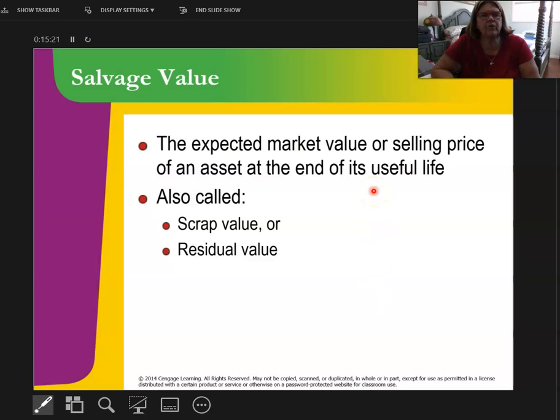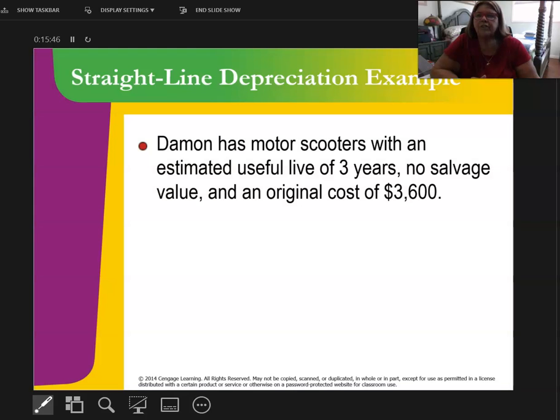Well, we need to know a few things. We need to know what the useful life is, and we also need to know what the salvage value, or residual value, is. So if I buy a piece of equipment and my useful life is 5 years, the scrap or salvage value is what it is worth at the end of the 5 years, because we need to put that in the picture. There are a couple of different types of depreciation, and we're just going to learn the basic one right now. Straight line is the easiest to do.